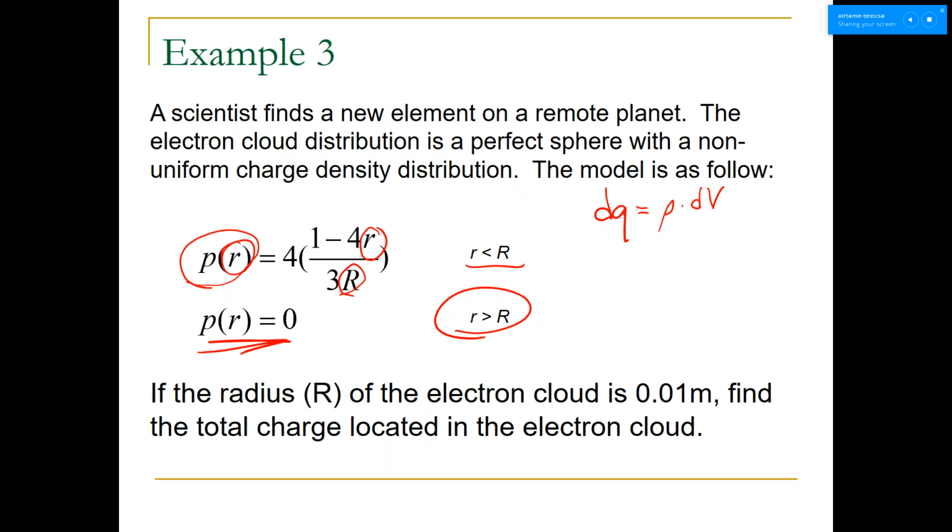Overall, you want it to be r cubed. There's one of them, here's the other two. Okay, if we go back to here now, I have that dq is equal to the charge density, so that's 4 times 1 minus 4r over 3 capital R, multiplied by the small volume of that small shell. I'm going to add up all those small shells afterwards. So the volume of a small shell would be 4/3 pi r squared dr.